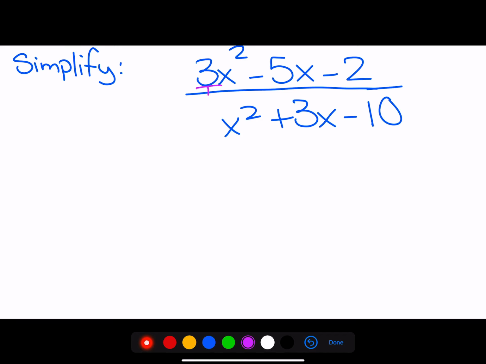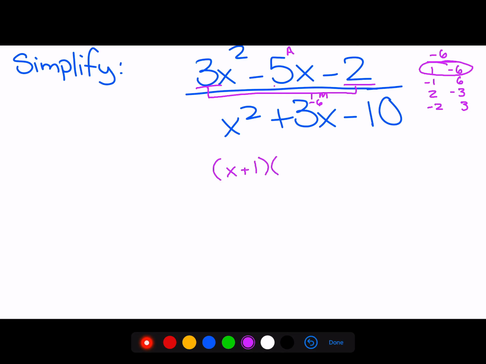All right. I take my a value, multiply it by my c value. 3 times negative 2 gives me negative 6. Need numbers that add to be negative 5, multiply to be negative 6. So I got 1 and negative 6, negative 1, 6, 2 and negative 3, negative 2, positive 3. Out of all these, the one that adds to be negative 5 is our first one, 1 and negative 6. So I now have x plus 1 times x minus 6 for the top. And then on the bottom, I'll get to that in just a sec.